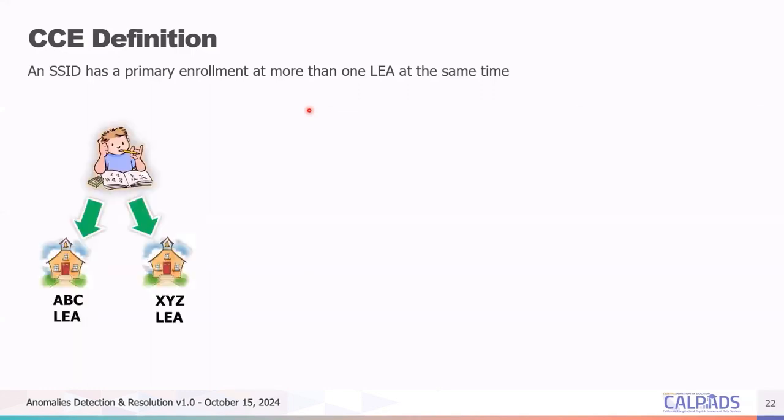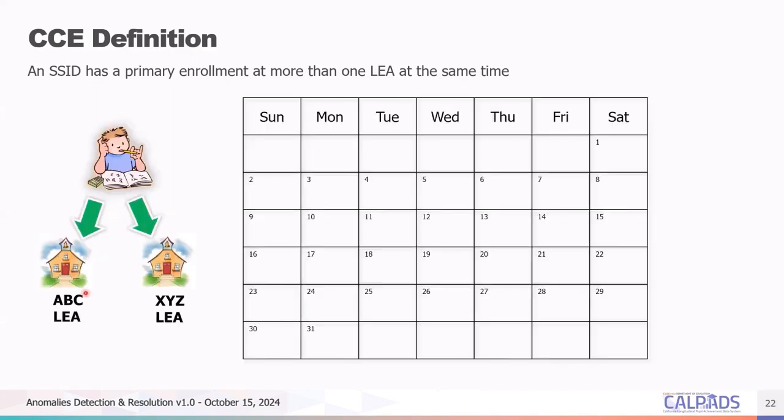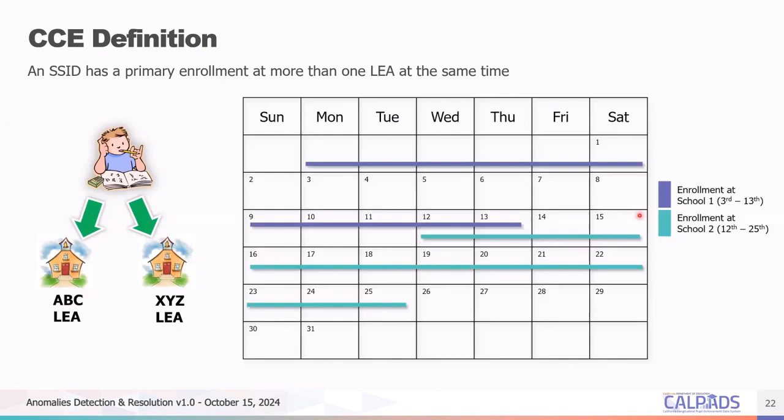an anomaly where an SSID has primary enrollment at more than one LEA at the same time. So essentially, you have two LEAs with overlapping enrollments for a student for one SSID. It could be a 2-day enrollment that overlaps, it could be just 1 day, could be multiple days. And this is just for primary enrollments.